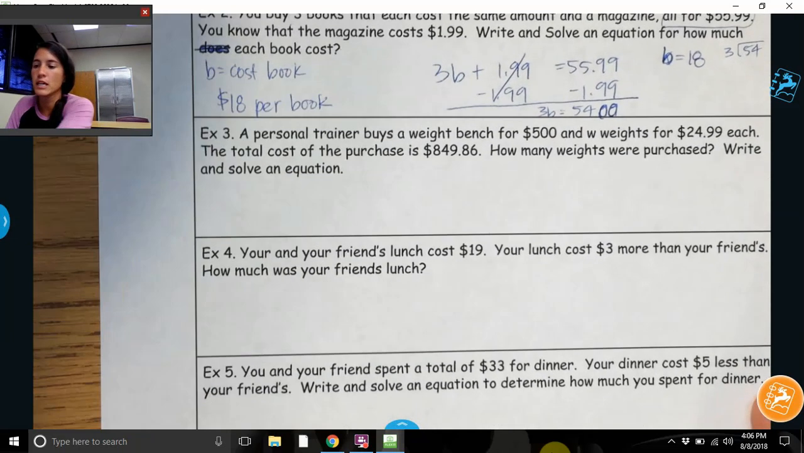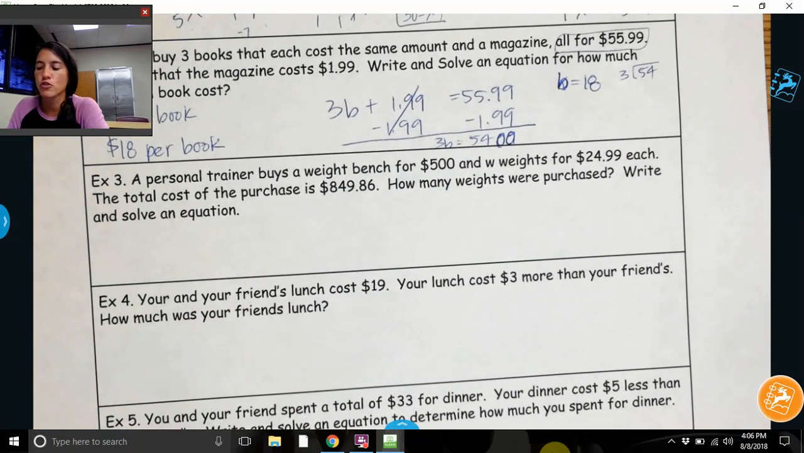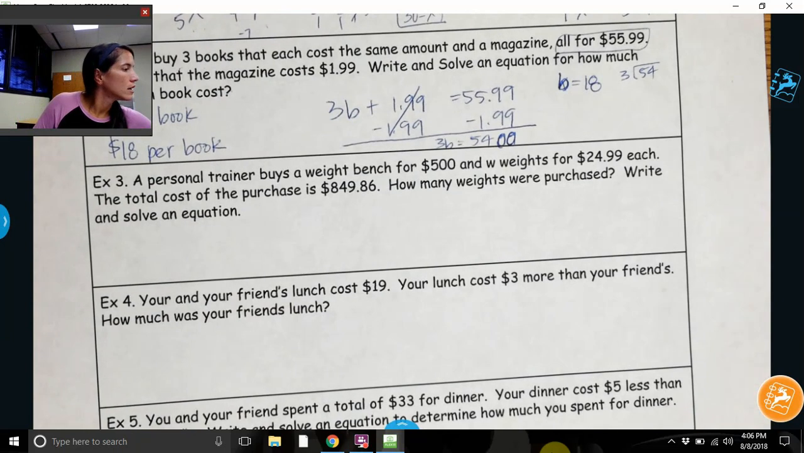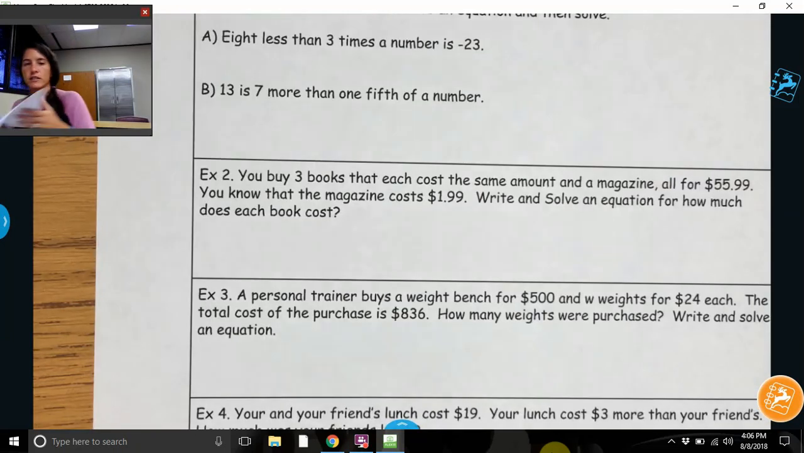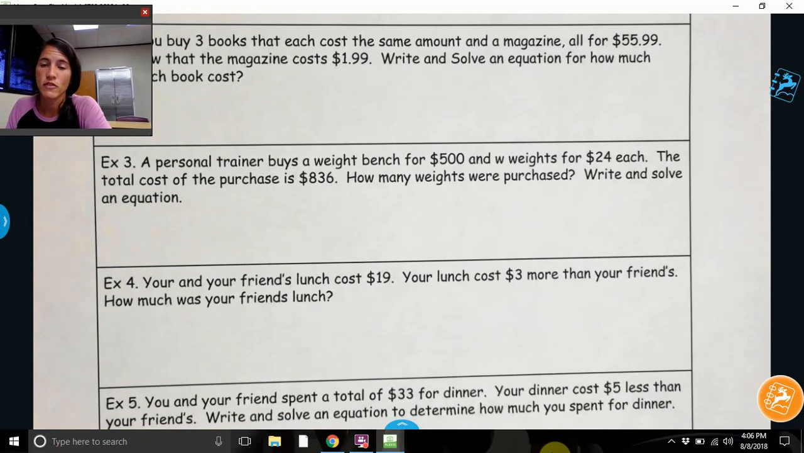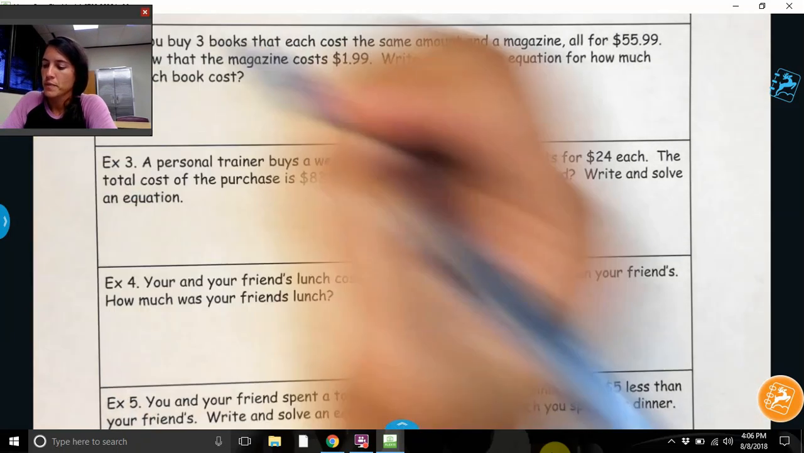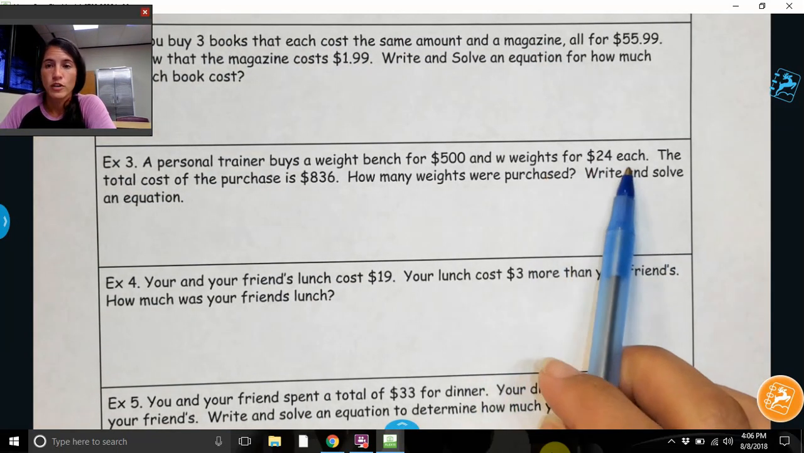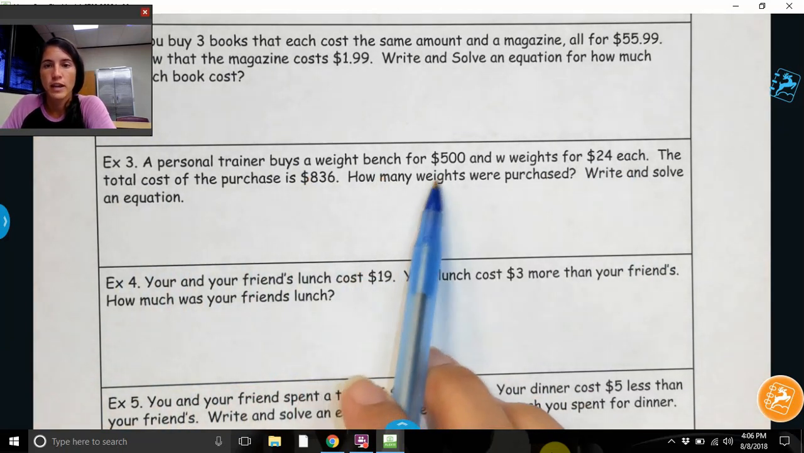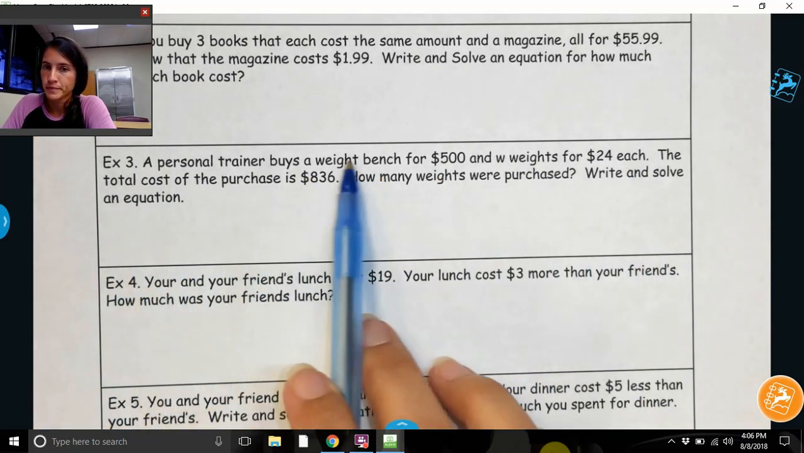All right, example 3. A personal trainer buys a weight bench for $500 and W weights for $24.99. The total cost... Okay, sorry, I'm going to have to switch it up because I just realized I changed that one. Okay, you have the right one. Weights for $24 each. The total cost of the purchase was $836. How many weights were purchased? Write and solve an equation.